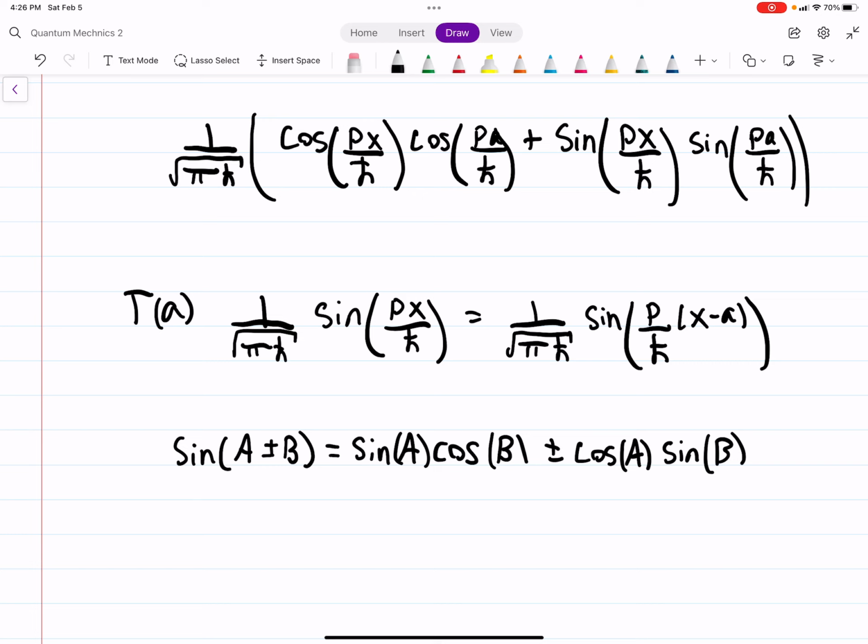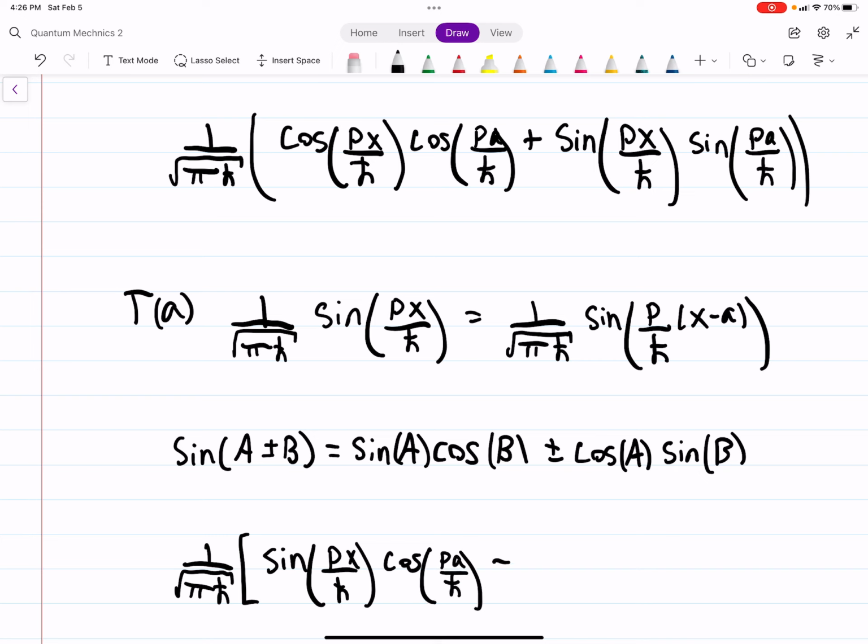Okay? So we'll get 1 over the square root of pi h bar. So we'll have sine of px over h bar, cosine of pa over h bar, and then it's minus cosine of px over h bar, sine of pa over h bar. And those are your two states.